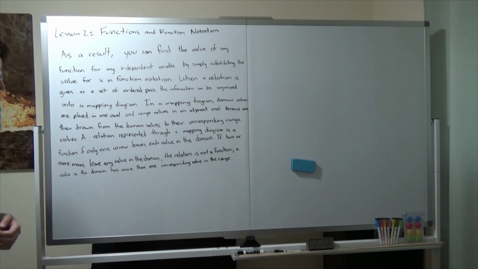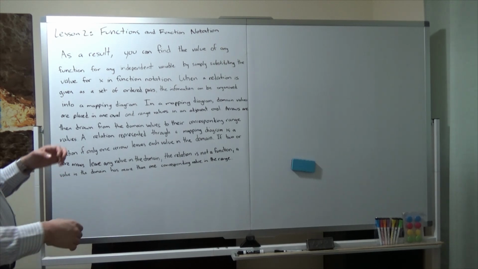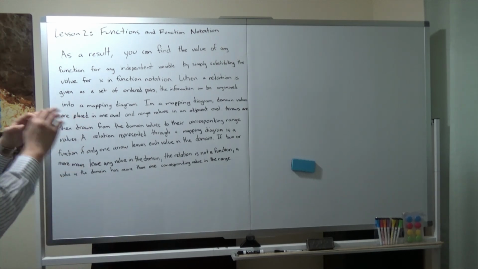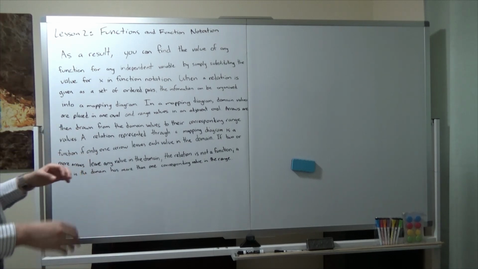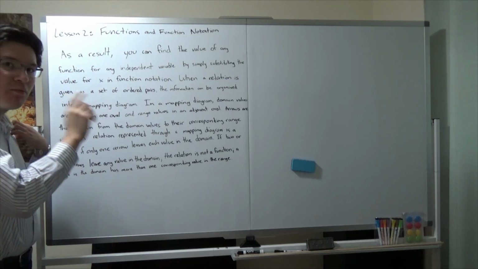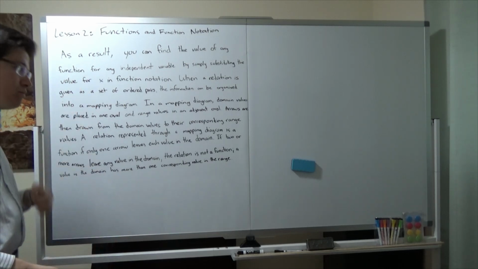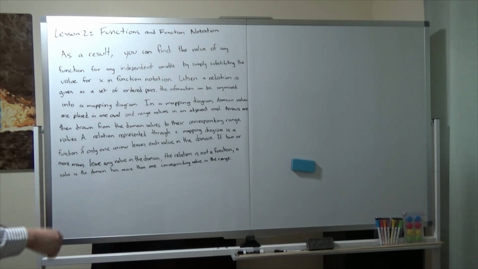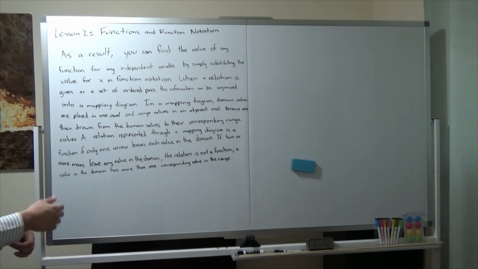A relation represented through a mapping diagram is a function if only one arrow leaves each value in the domain. So a relation shown through a mapping diagram is a function if each value in the domain has exactly one arrow leaving it. If 2 or more arrows leave any value in the domain, the relation is not a function. A value in the domain has more than one corresponding value in the range.